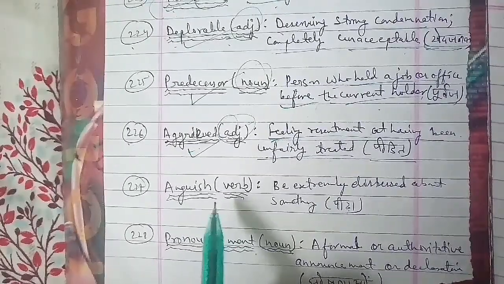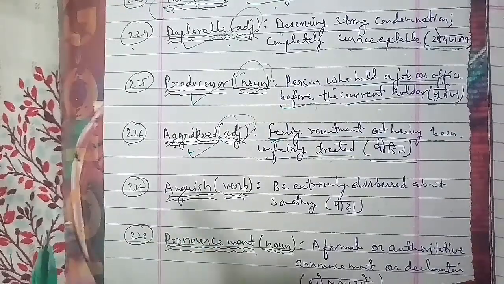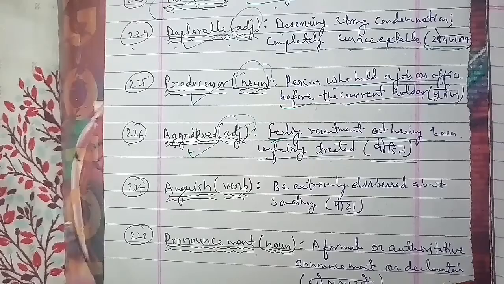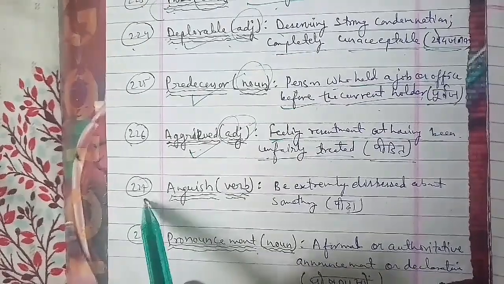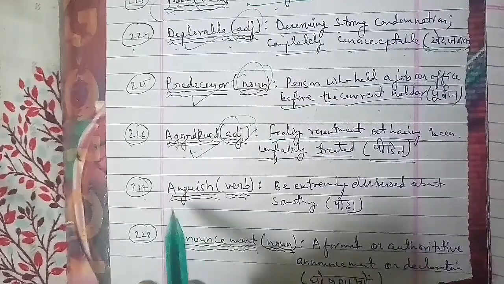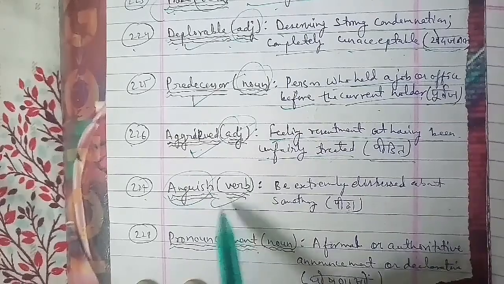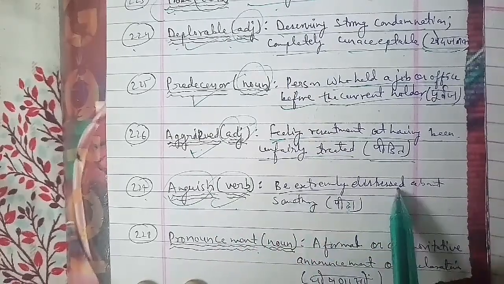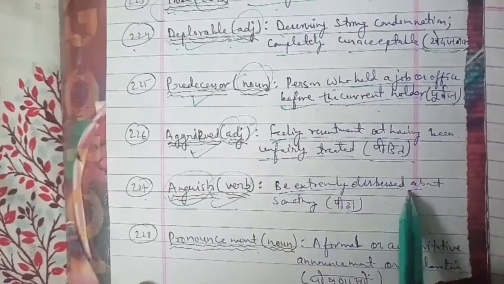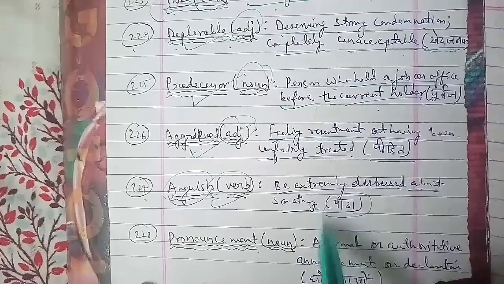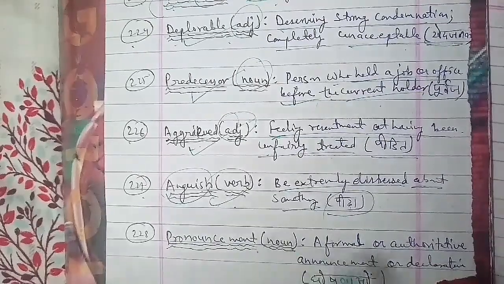Now next word that we have here, 227, and the word is anguish. Anguish is a word that is used as a verb, and the meaning of anguish is to be extremely distressed about something. You are extremely distressed about something. पीड़ा जिसे हम कहते हैं, okay, बहुत ज़्यादा ही आप distressed हैं किसी चीज़ के लिए, and for that sake you are using the word anguish there, and that is of course a new word. You can use new words, of course, that improves your English, as I said before also, and of course that makes an impression.